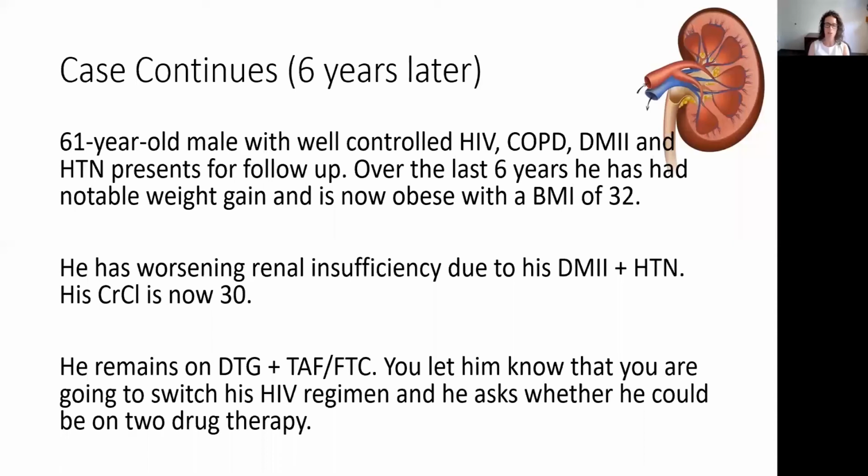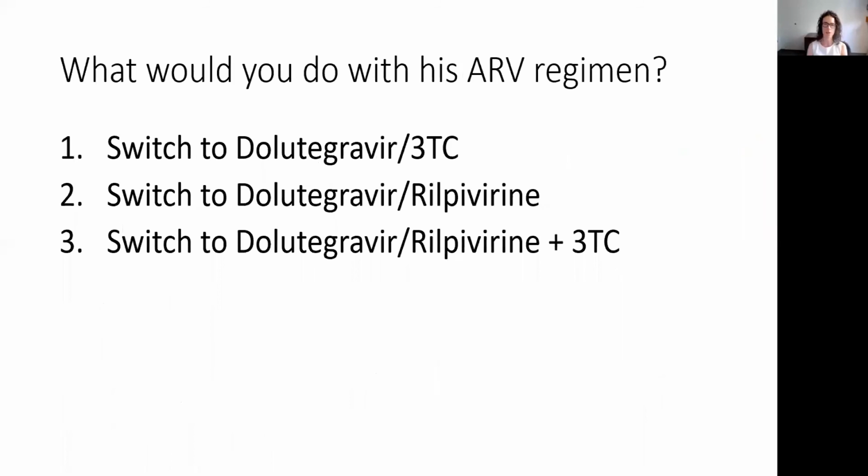He has worsening renal insufficiency due to his diabetes and his hypertension, and now his creatinine clearance is 30. He remains on dolutegravir, TAF-FTC, and you let him know that you're going to switch his HIV regimen due to his diminishing kidney function, and he asks whether he could be on 2-drug therapy. He's heard about this in the news. So what would you do?